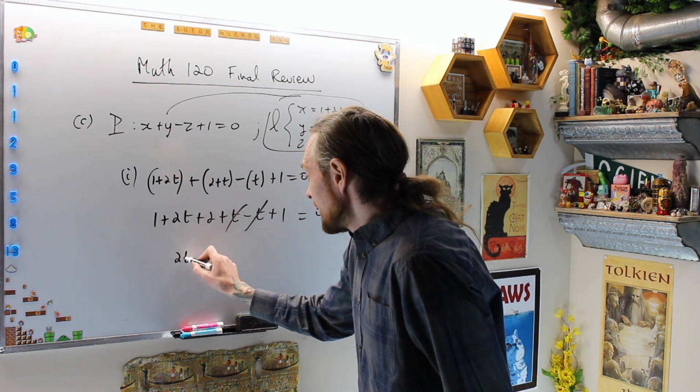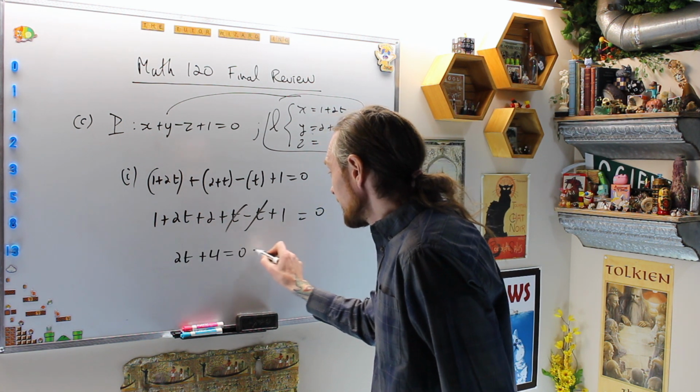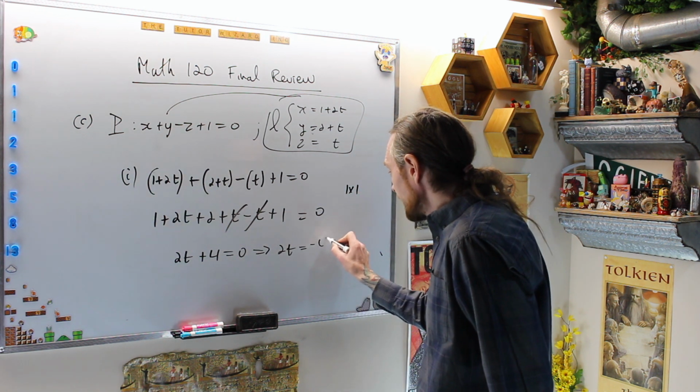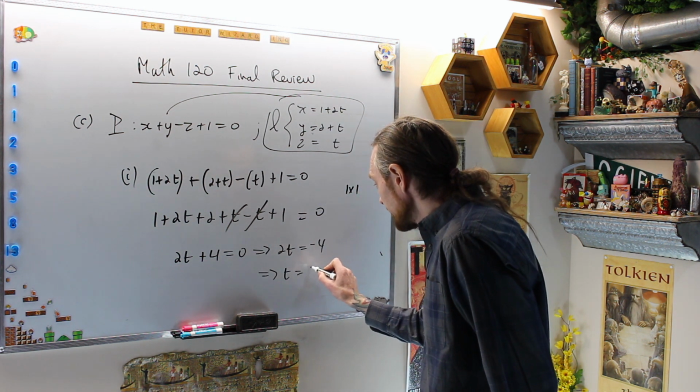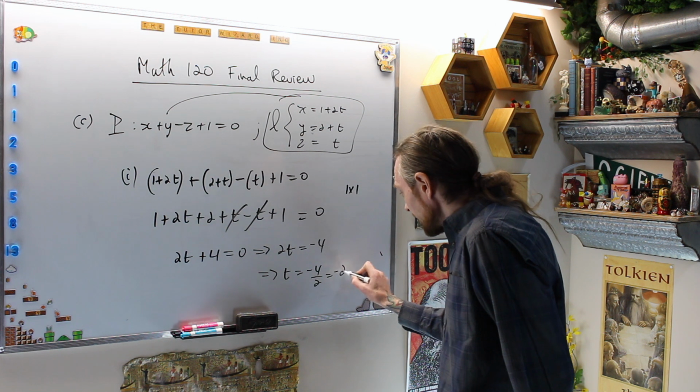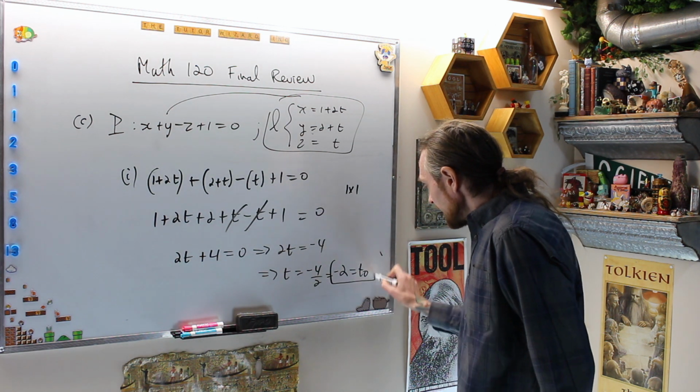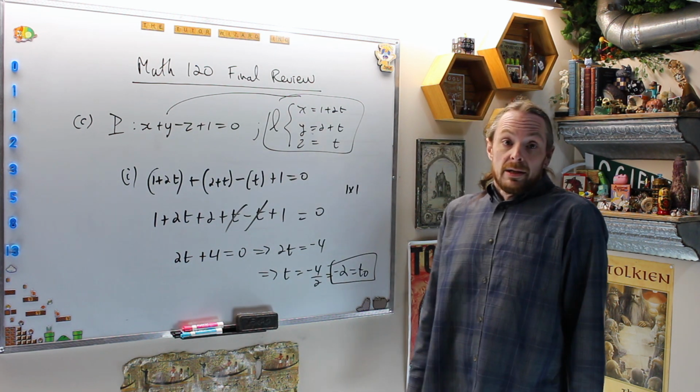I've got 2t plus 4 equals 0, which says 2t equals negative 4, which says t equals negative 4 over 2, which is negative 2. t naught is negative 2.